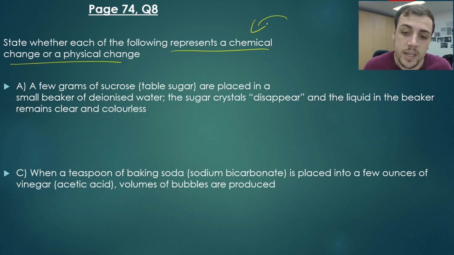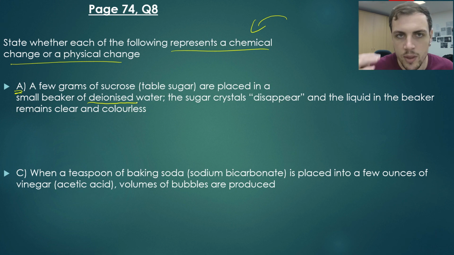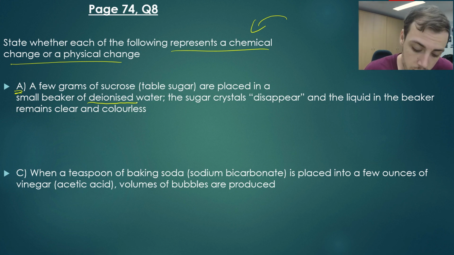And if you're not, it will definitely be worth your time to rewind back to the previous video and check it out. So let's look at question A here. A few grams of sucrose, so that's just normal table sugar, are placed in a small beaker of deionized water. When it says deionized, all that means is that it is only water. It's pure water. There's no chlorine or any other ions that are often used in the water cleaning process. So we have just a cup of pure H2O.